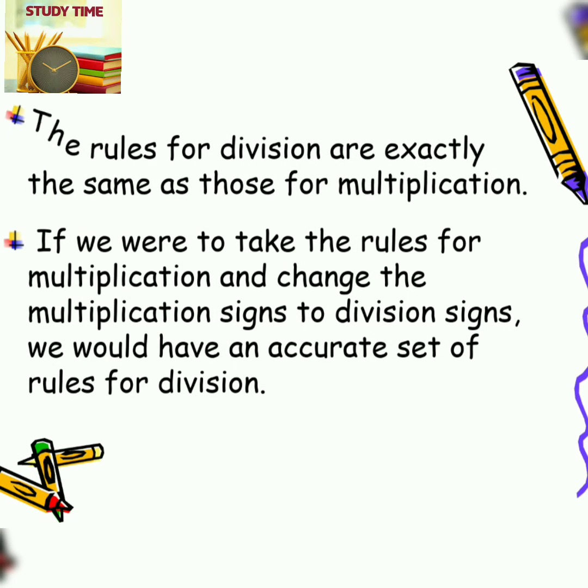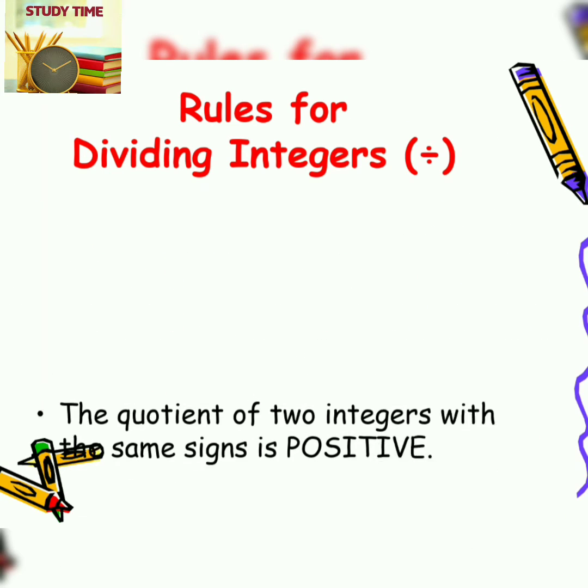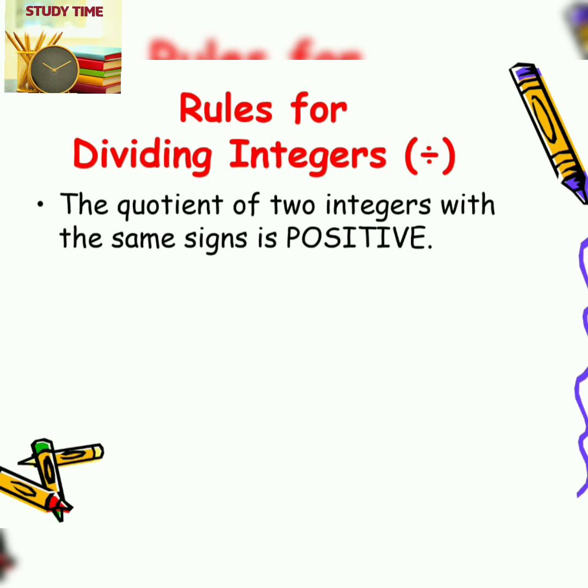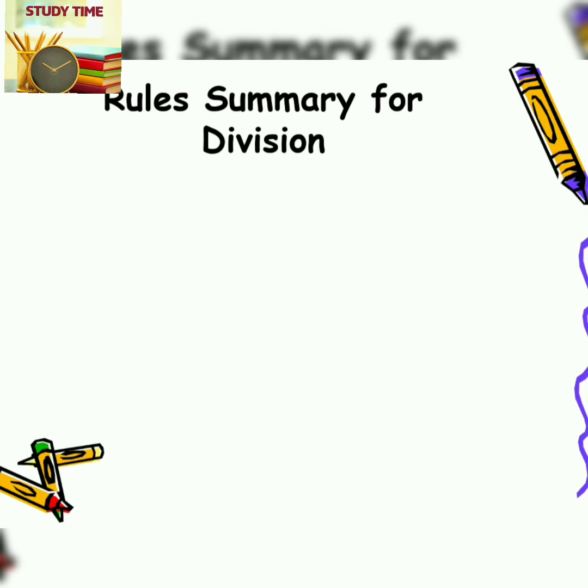The rules for division are exactly the same as those for multiplication. If we were to take the rules for multiplication and change the multiplication sign to division sign, we would have an accurate set of the rules for dividing integers. The quotient of two integers with the same sign is positive. The quotient of two integers with different sign is negative.